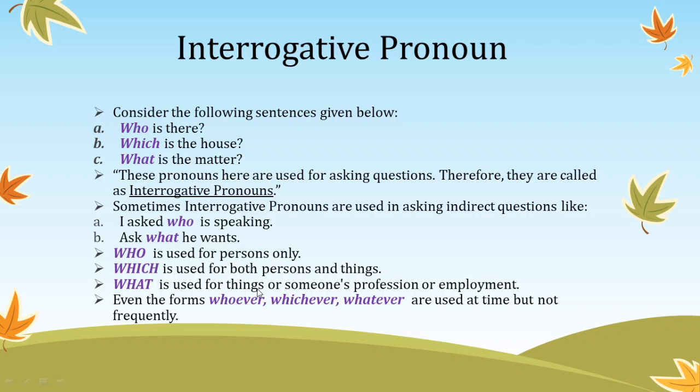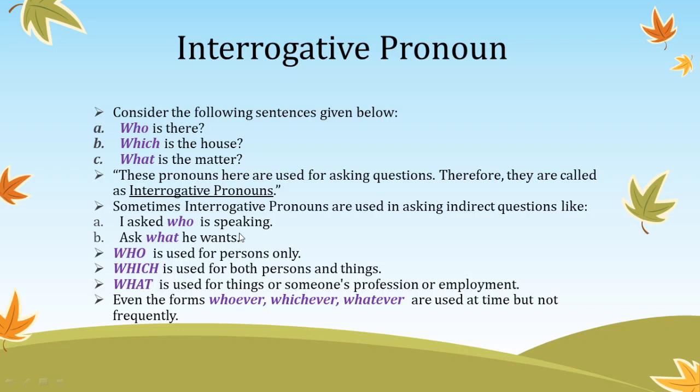Sometimes these interrogative pronouns are also used indirectly. Now what is that indirectly? Instead of putting a question mark, I am asking in the form of a normal declarative sentence, but using the same question WH words like who, which and what. Now let's see some examples based on that. I asked, who is speaking? So here who doesn't mean a question is there, but it's indirectly saying I'm asking you something, so answer me. So I asked you, who is speaking? So here who is an interrogative pronoun. Ask what he wants. So here what is again an interrogative pronoun, but without a question mark, but indirectly the person is asking you some question.